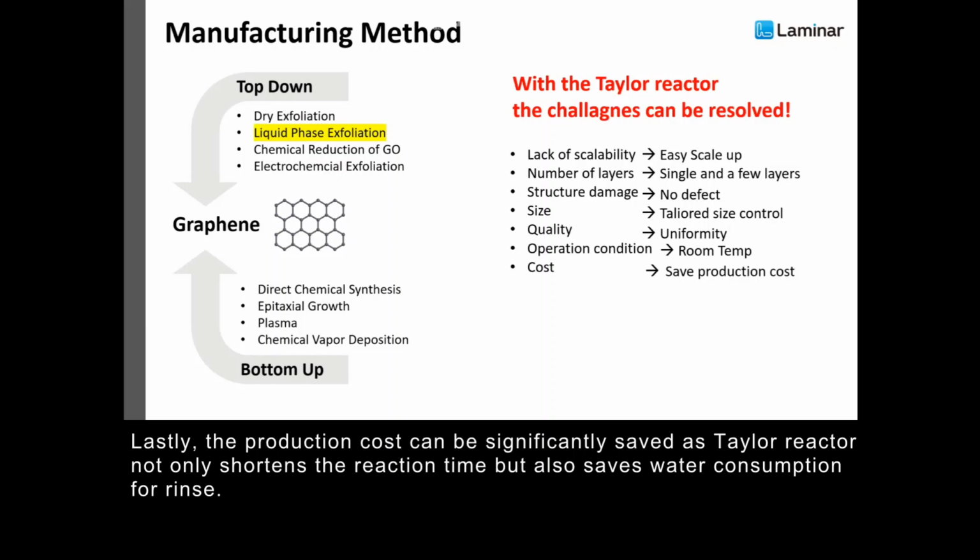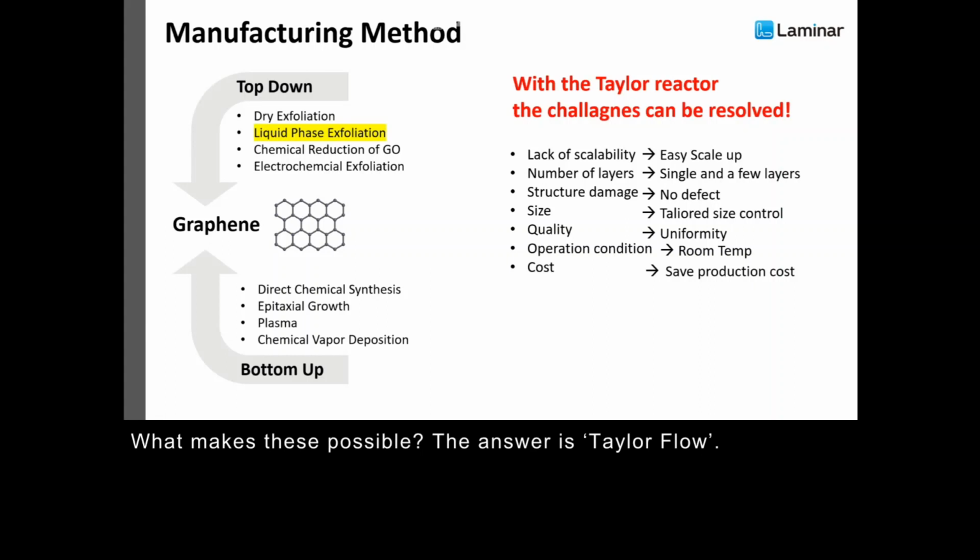Lastly, the production cost can be significantly saved, as the Taylor reactor not only shortens the reaction time but also saves the water consumption for rinse. What makes this possible? The answer is Taylor flow.